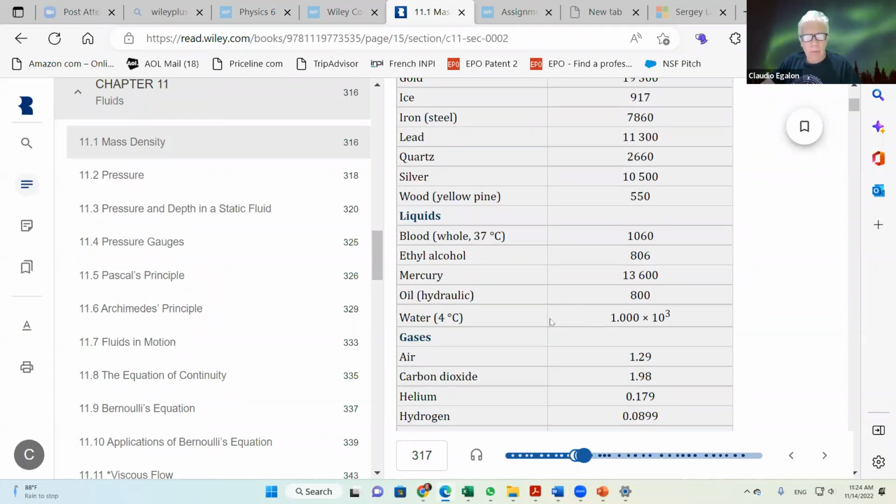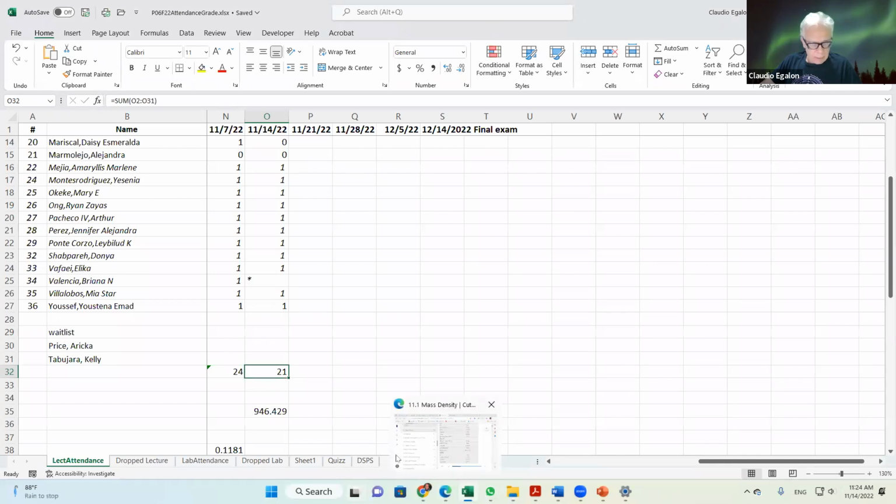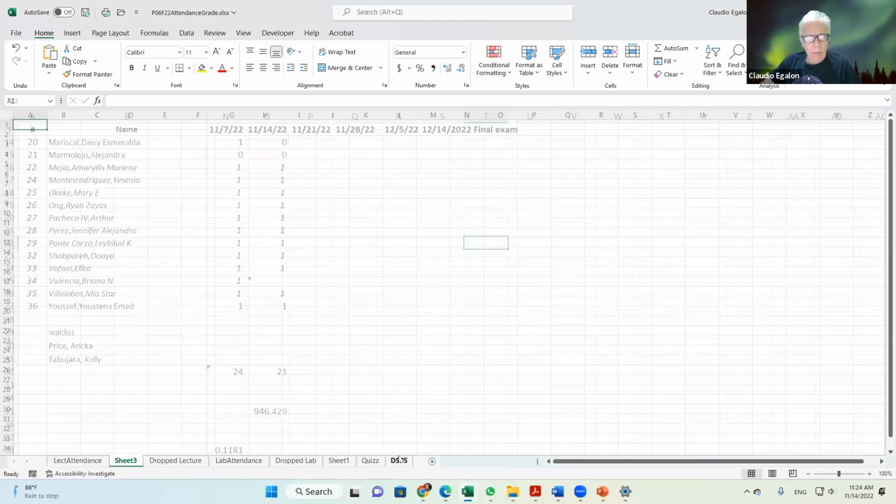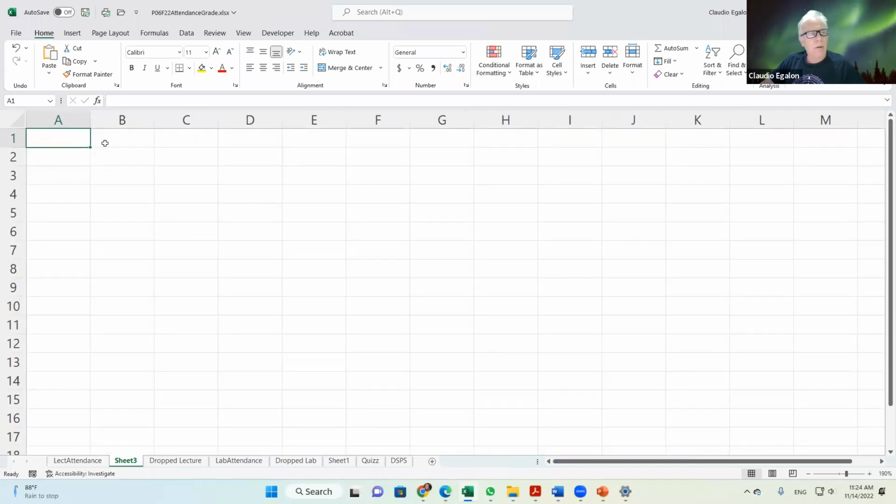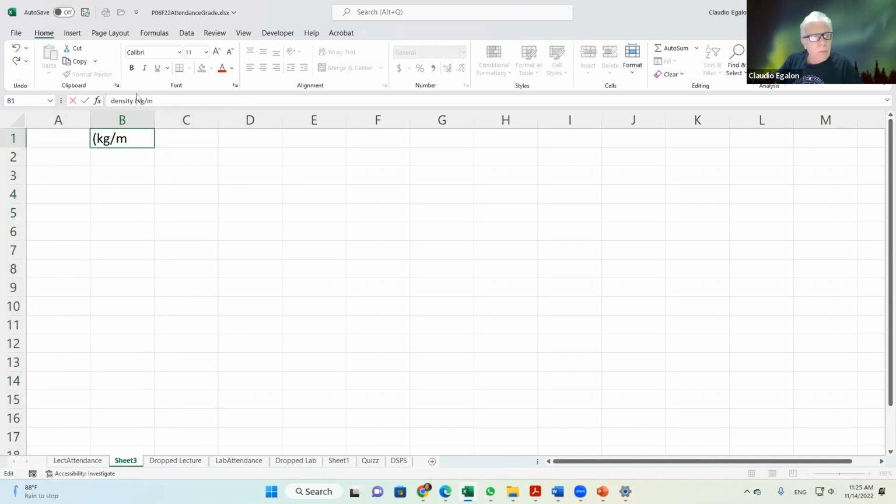The density of water, here you go, is 1,000 kilograms per cubic meter. But it's water at 4 degrees C. At different temperatures it's going to have slightly different densities. 1,000 kilograms per cubic meter is 1 gram per cubic centimeter. So let's do a little table here. Density of water, in kilograms per cubic meter.